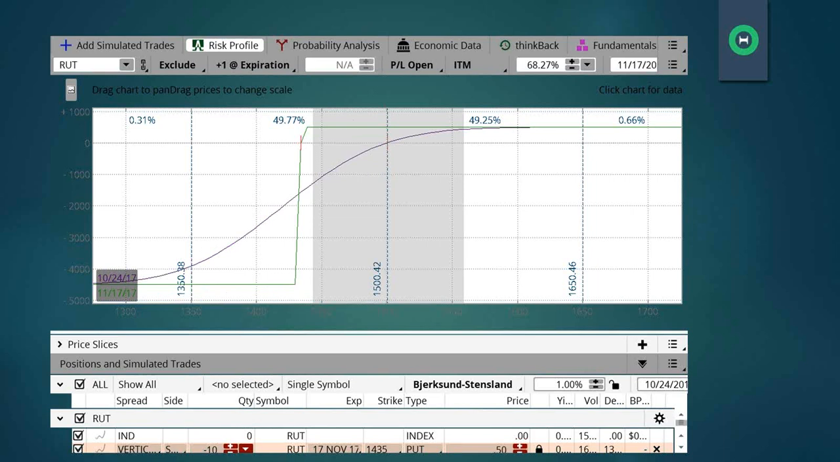I always put the profit zone on my chart too, so that I've got a visual look, not only in the risk profile, but I've got a visual look on my chart as far as where I am in that profit zone.